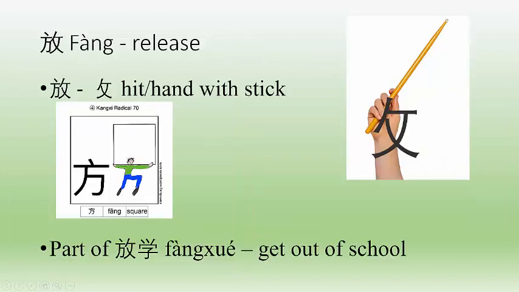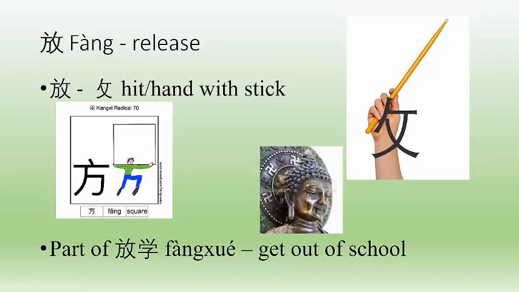The next character you have to trace is Fàng, which means release. It's part of the word 放学, get out of school. When we ask about 你几点放学? Fàng has the hand with the stick radical, and the sound portion is the fang radical, which means square. It was originally a swastika. That's why it doesn't look like a square, because square was already taken for the mouth radical.